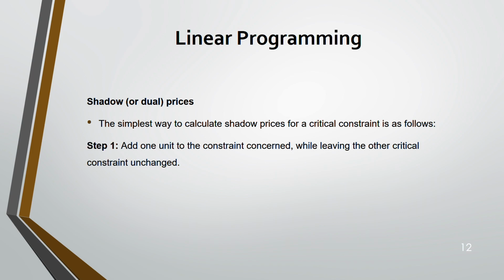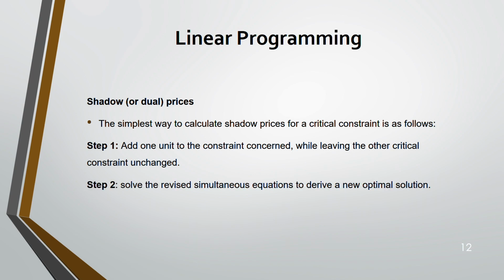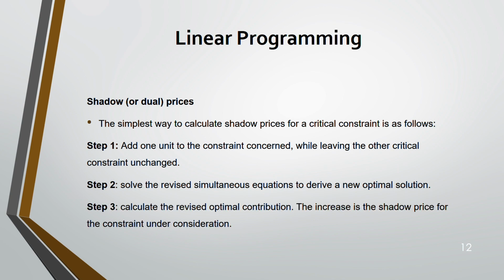Step 1, and you need to remember the steps: add 1 unit to the constraint concerned while leaving the other critical constraints unchanged. One variable only is changing. Step 2: solve the revised simultaneous equations to derive a new optimal solution. Step 3: calculate the revised optimal contribution. The increase is the shadow price for the constraint under consideration. You have already calculated your contribution before. Now to that, add one more unit to the constraint and again derive a new solution. Compare the previous solution with the new one after adding that one new unit to the constraint. The difference is the shadow price.